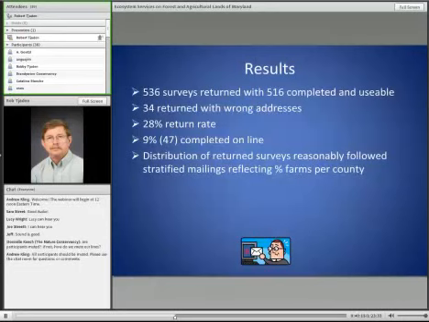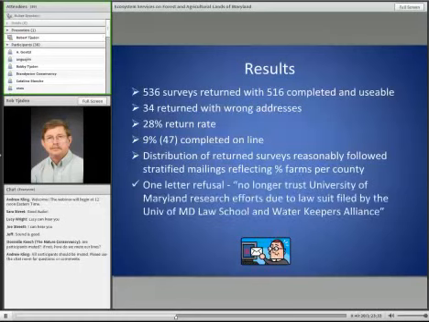Now, I just want to point out one thing here. I bring this to your attention, and those of you that are in Maryland may understand what was going on back in 2012. We got one letter of refusal. It was well written, very proactive from the farmer. And they made a statement that they no longer trust the University of Maryland research efforts due to the lawsuit filed by the University of Maryland Law School and the Waterkeepers Alliance. The reason why I'm telling you this is because it does impact survey results, and you have to understand the dynamics of what's going on at the time. But when we sent the survey out, about the same time this was all going on, and it both hit at the same time, unfortunately.